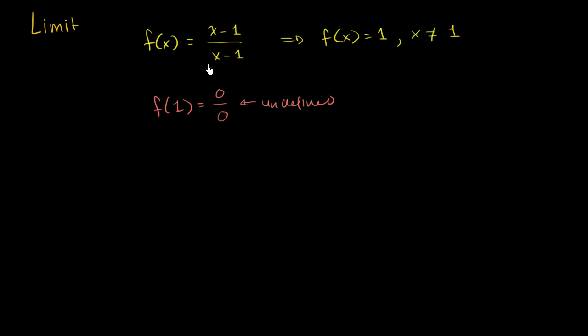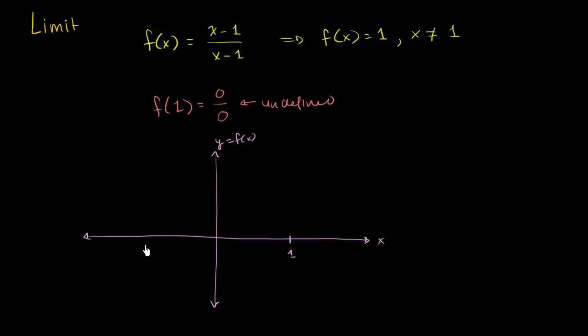So how would I graph this function? So let me graph it. That is my y is equal to f of x axis. And then this over here is my x axis. And then let's say that this is the point x is equal to 1. This over here would be x is equal to negative 1. This is y is equal to 1 right up there. And let me graph it.